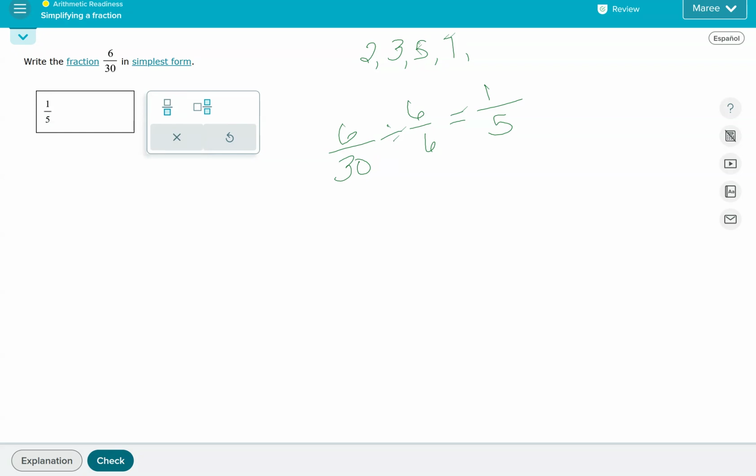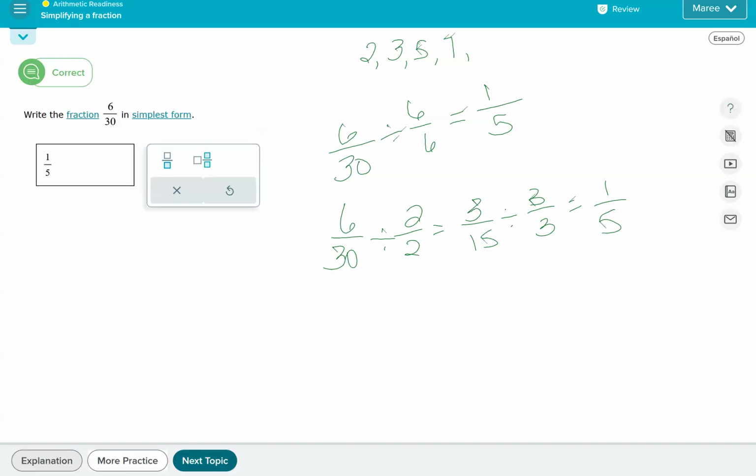If you used the prime numbers, you could have divided by 2. So 6/30, if you divide both of them by 2, you get 3/15. And then you could divide by 3 and get 1/5, which is the same answer. So you could do prime numbers, or if you can just see right away that another number goes into it, then that's what you would divide by.